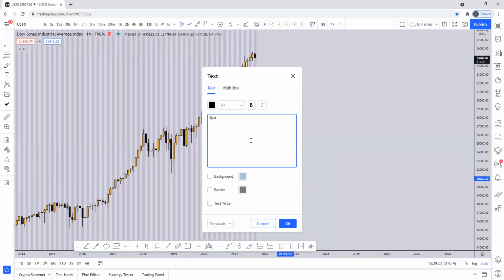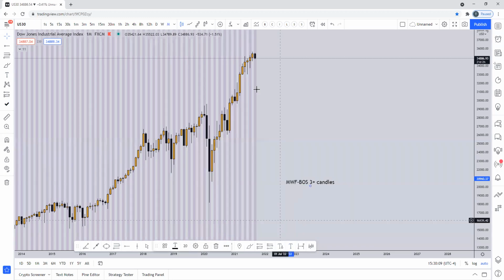Okay. So on your monthly, weekly, and daily, when you have a breakup structure, it is usually 3 candles or more, right? So I'm just going to select the daily for the purpose of this.